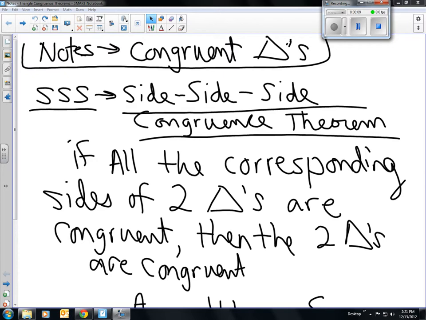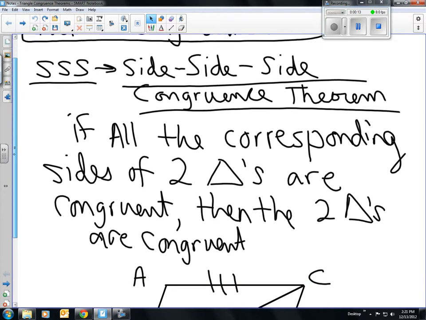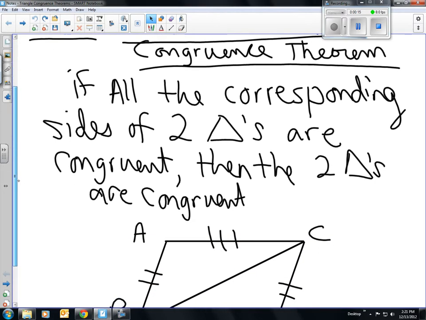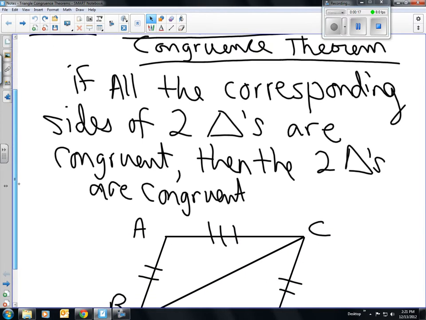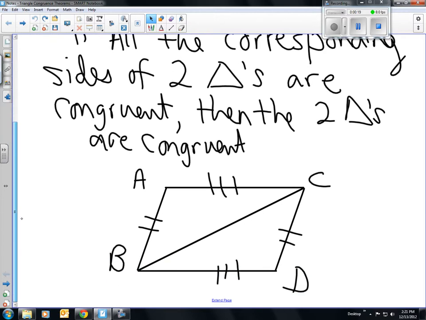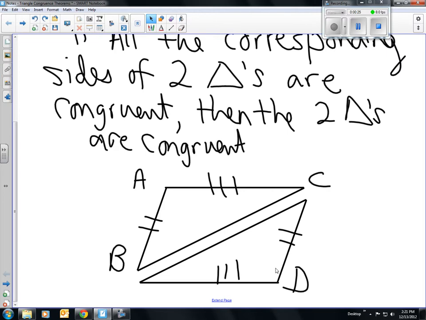So the first one we're going to deal with is called SSS, which is side, side, side. And that one says if all the corresponding sides of two triangles are congruent, then the two triangles are in fact congruent. So you look at the diagram here and you have two triangles in this quadrilateral. And when we split these two apart, we see that actually the side BC is the same as this side BC. So yes, they do have three congruent sides to this triangle.